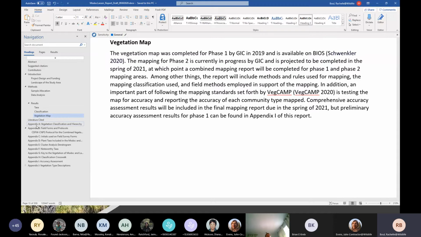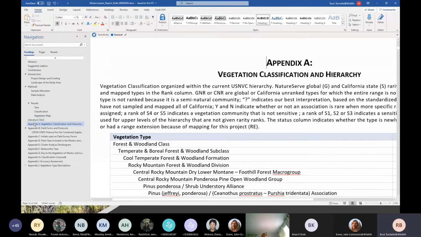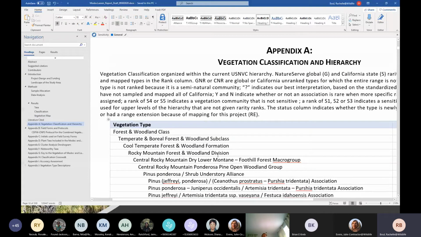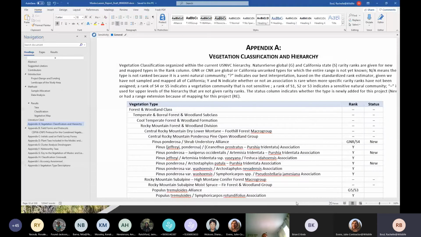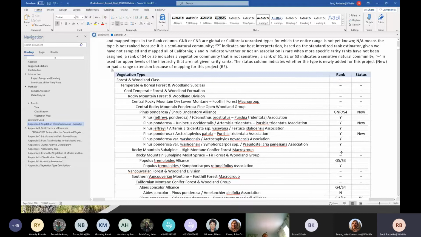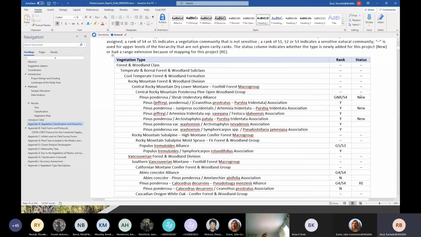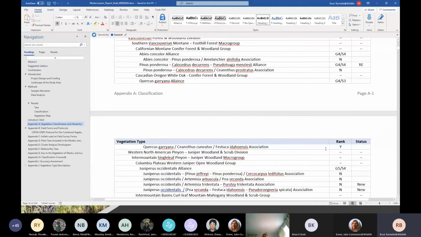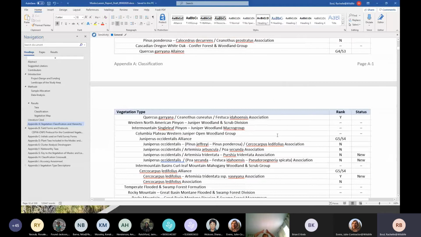So the products that I showed you all are mostly appendices in this report. Appendix A being the vegetation classification and the hierarchy, which also lists the rarity ranks for the alliance and association level, and whether or not the type is newly described based on this project, or if it's a range extension. Many of them were existing types as well.